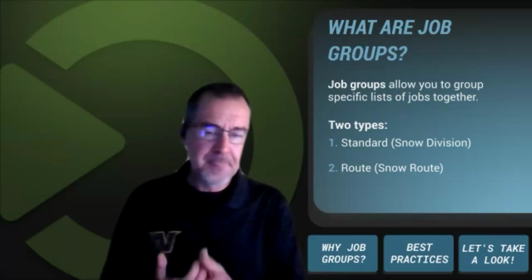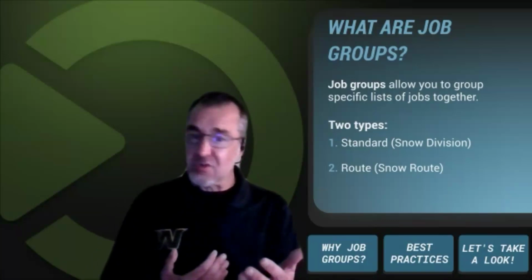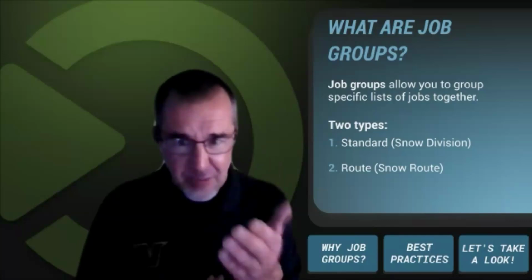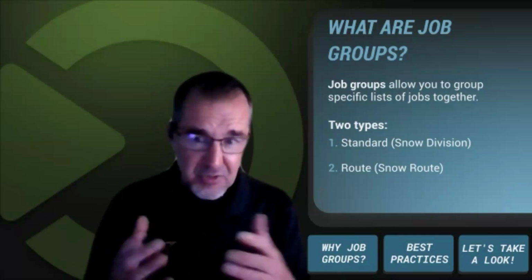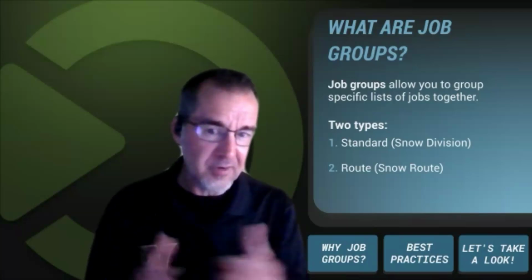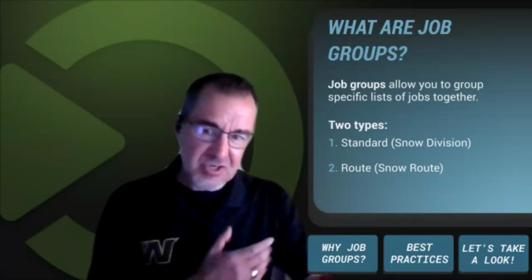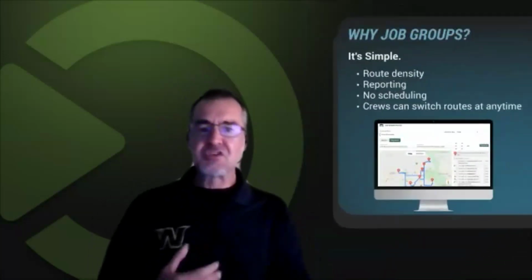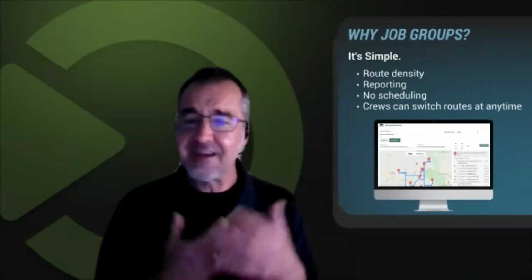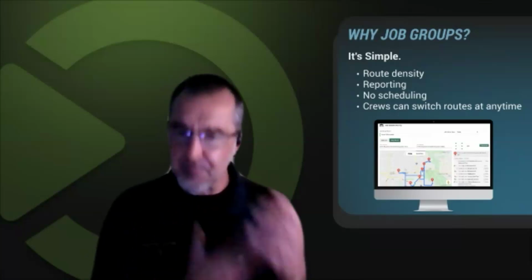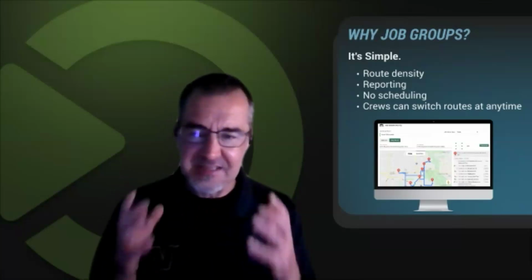Really straightforward. Now, the second type of job group that you can create in your account is a routed job group. And this is where you can make sure that your crews know where they need to go and in the order in which they need to go when a snow event actually happens. So job groups basically allow you to be simple and keep things really nice and easy.